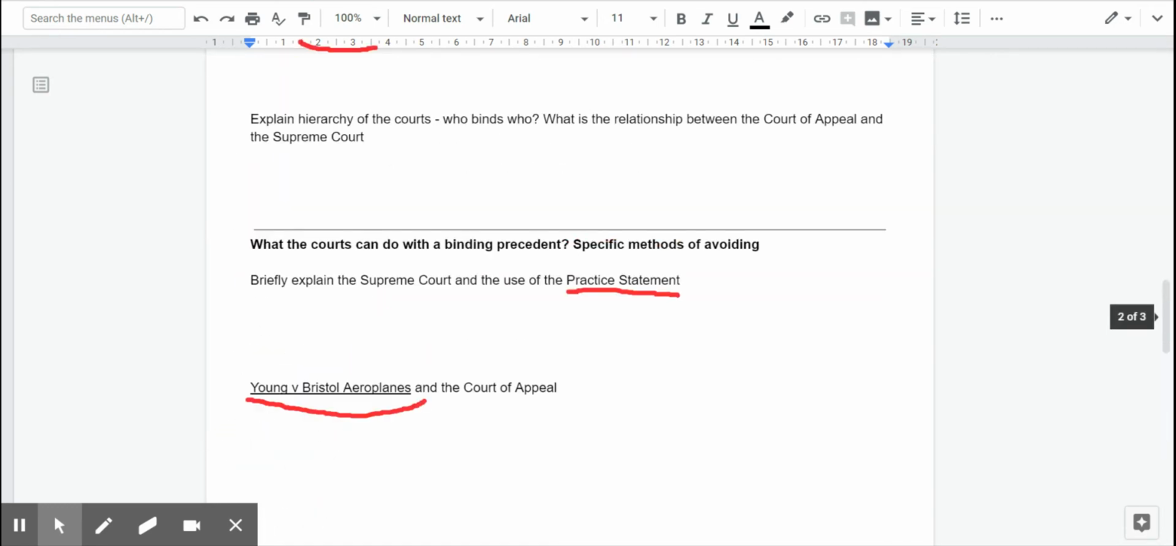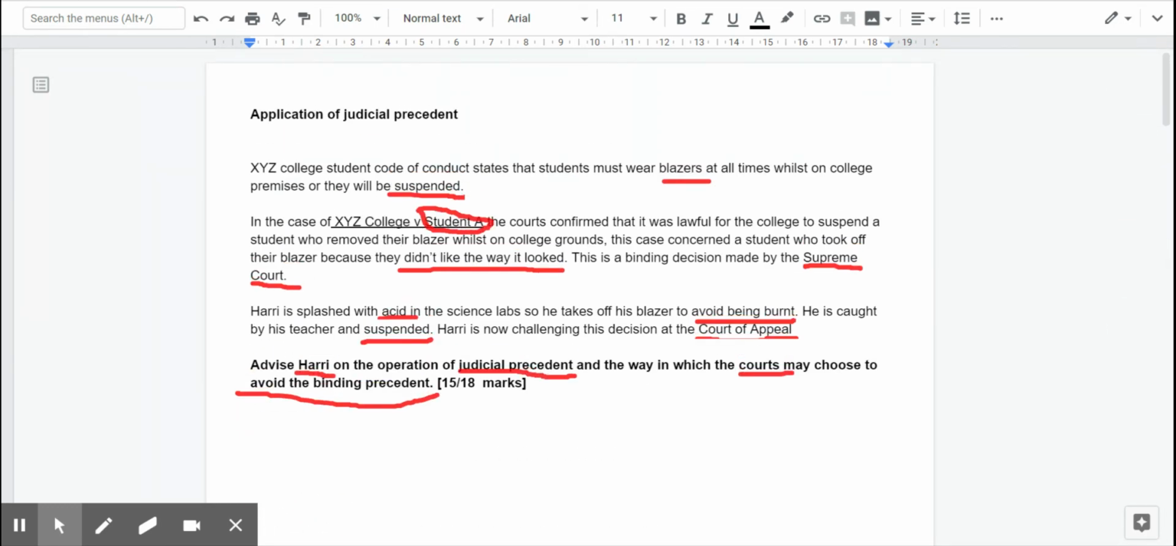So have a go at writing your own answer to XYZ Colleges and Student A, and see how you get on. Did you spot all of those issues? If you didn't, have a go and have a look again.